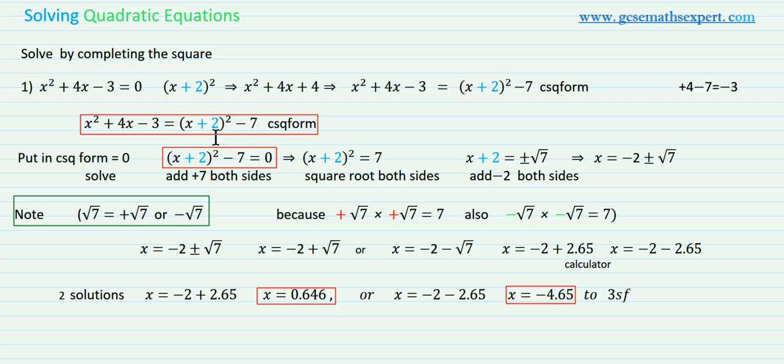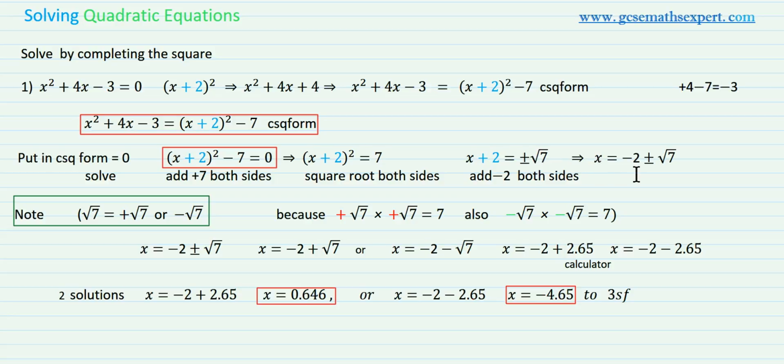Then the most important thing, when we have the completed square form, we put it equal to 0, and then we solve it. We look at this equation. We can add plus 7 to both sides, then we'll get x plus 2 all squared equals 7 on the right hand side. Then we square root the left and the right, then we'll get x plus 2 equal to plus or minus the square root of 7.